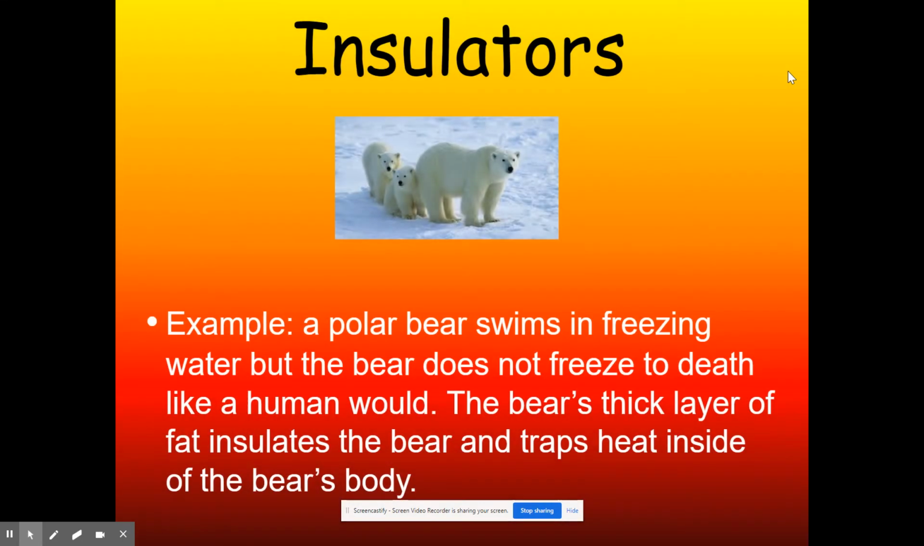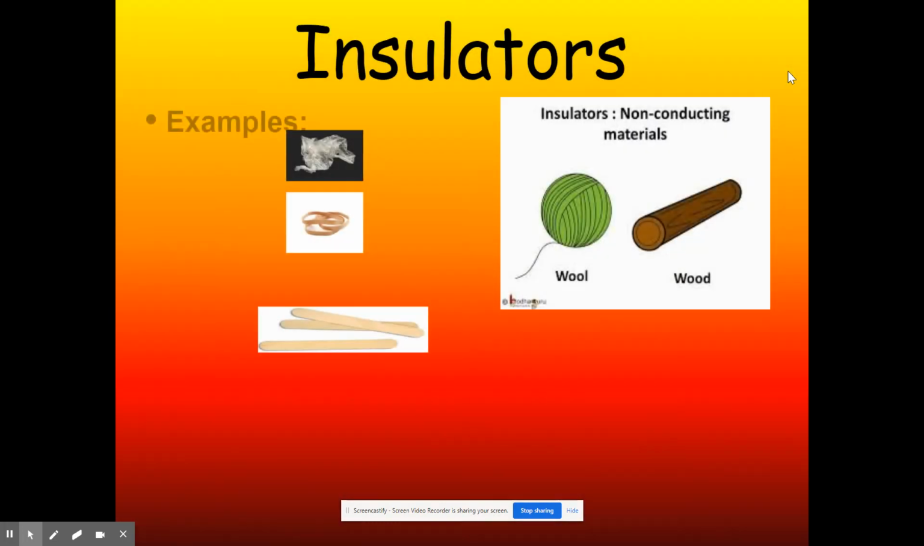Let's look at some examples. Any type of animal fat is an insulator. That's why a lot of Arctic animals have a thick layer of blubber surrounding their body. This layer of fat allows them to survive in an environment that is way too cold. And polar bears, for instance, are able to swim in freezing cold water because they have that thick layer of fat. And that fat just traps their body heat and allows them to stay warmer.